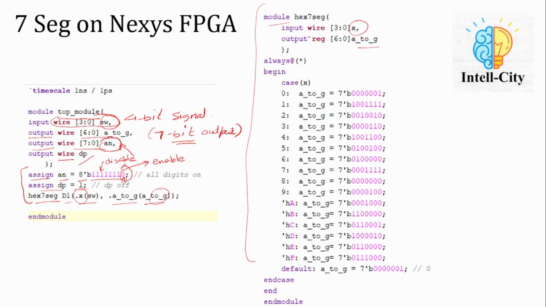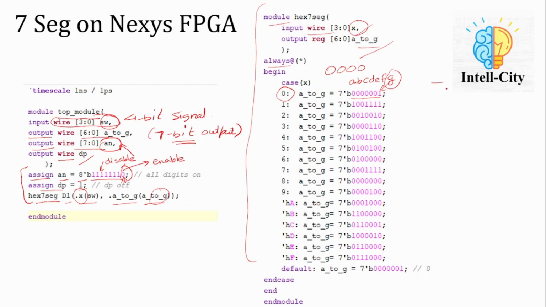In this module, we have input wire X, which is connected to the switch, and then this is the output. In the always block, we have a case statement. If the input X is 0, like from the switches we get 0 0 0 0, then the output will be this. This is the same output which we saw in the truth table. For example, this is A, this is B, C, D, E, F, and G. In this case only G is off. All other LEDs will be on.